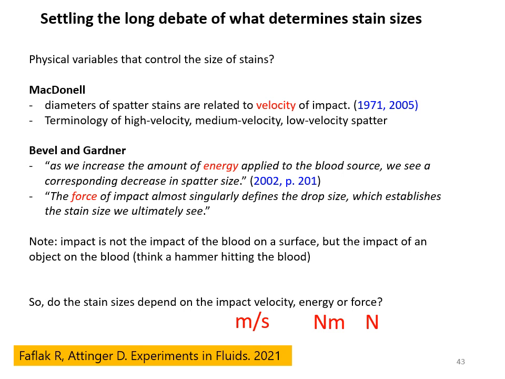Then Bevel and Gardner came and put out the theory that the main variable that determines the stain size is the energy of the impact. And later they also mentioned that the force of the impact is the main variable that controls the drop size. So again, we're talking of the energy of the object that impacts the blood drops, not the energy of the drops.